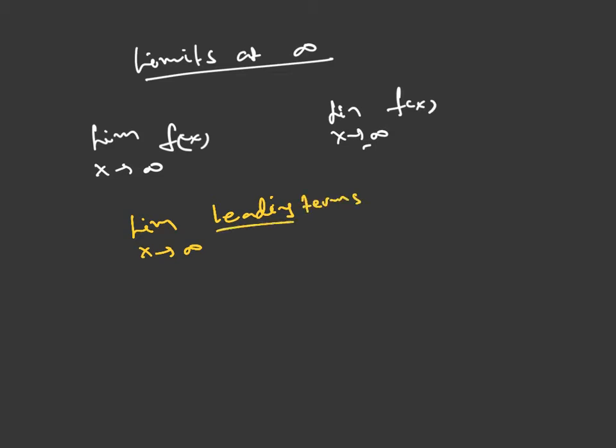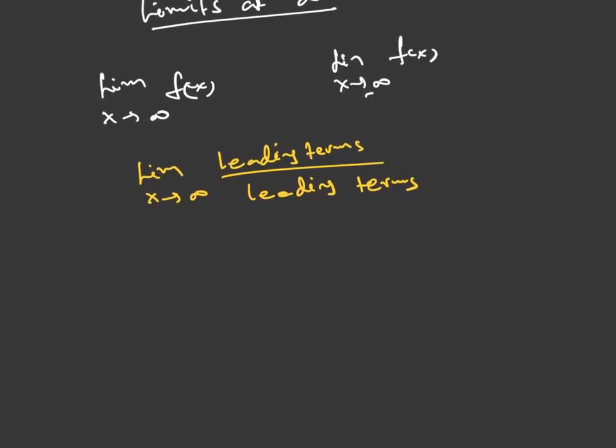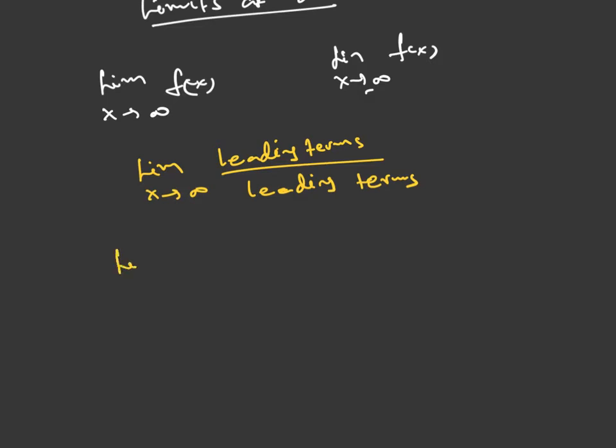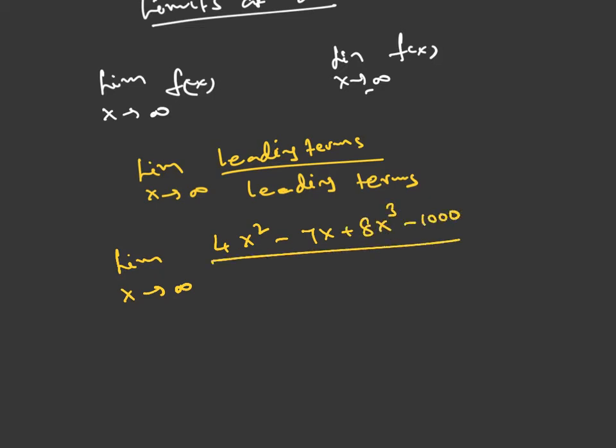Sometimes leading terms can't be identified. If it is possible to identify leading terms, we will take leading term over leading term. What do you mean by sometimes we can identify, sometimes not? Let's look at it. Say I have something like 4x squared minus 7x plus 8x cubed minus 1000 divided by this problem. Now tell me what is the leading term in the numerator.